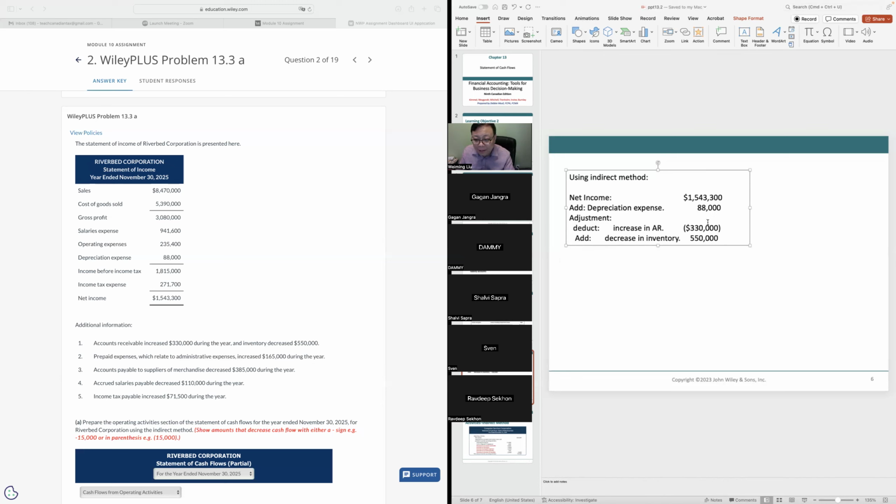Yeah. Now number 2 point. Prepaid expense increased. So prepaid expense increased. That means you use cash, right? Your current asset increase that requires cash. So you have to deduct the increase in prepaid.